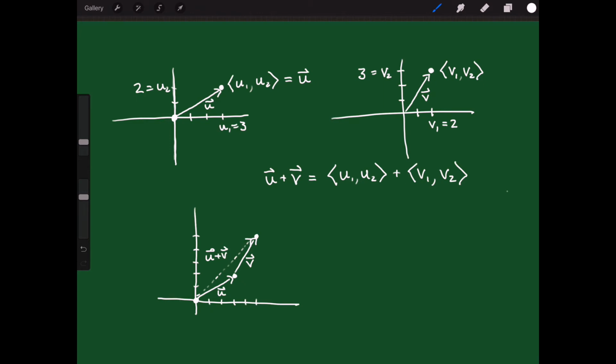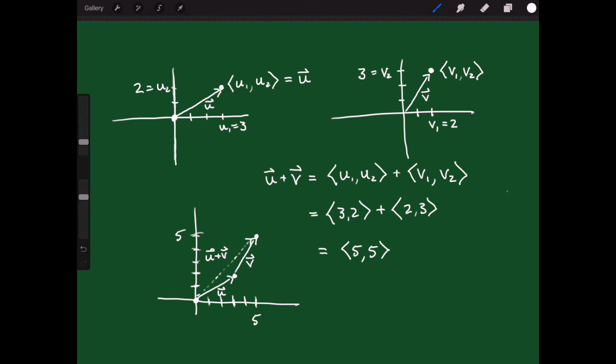And what is that vector? Well, in total, what I've done is I've gone over 1, 2, 3, 4, 5, and I've gone up 1, 2, 3, 4, 5. So u plus v is 3, 2 plus v1, v2 was 2, 3. And what I ended up with is I went over 5 and up 5. So I ended up with 5, 5.